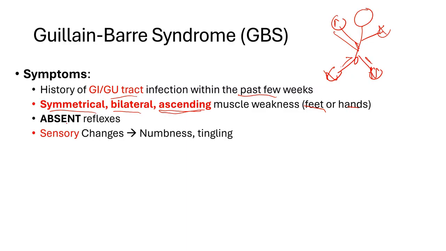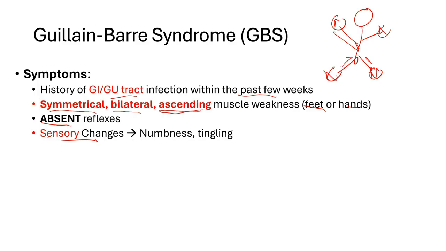You will also get absent reflexes. Remember, we are affecting those peripheral nerves. If you remember back to your spinal reflexes, that is due to a lower motor neuron or a peripheral nerve. Thus, if these are demyelinated or damaged, you will lose or have diminished reflexes.